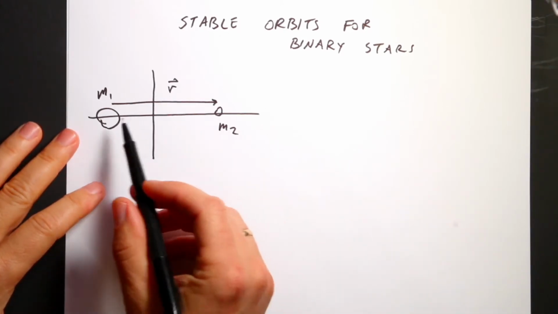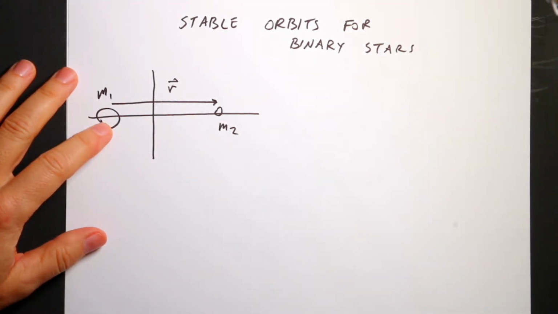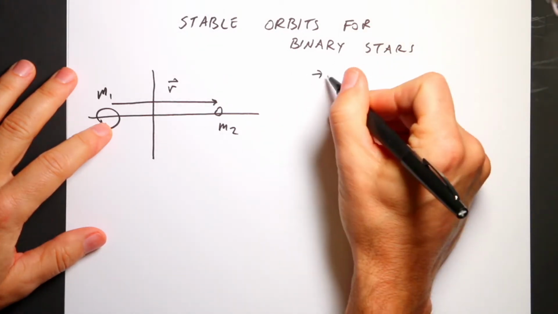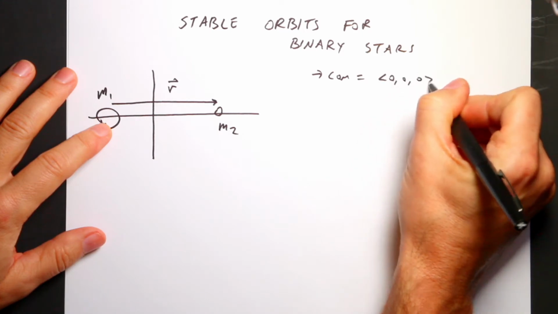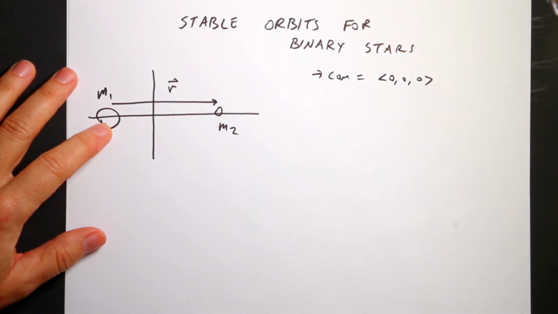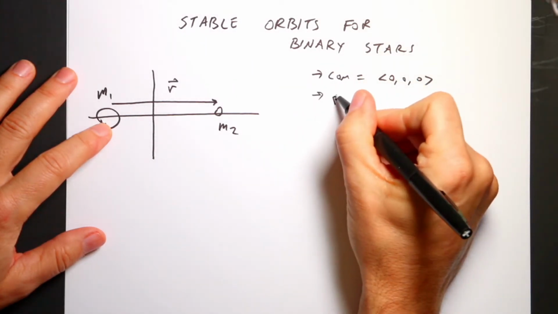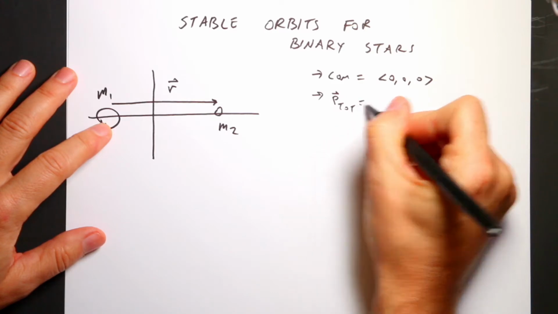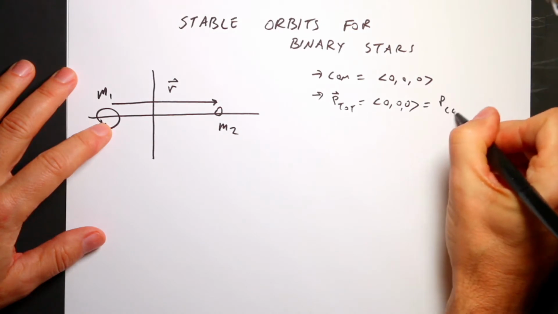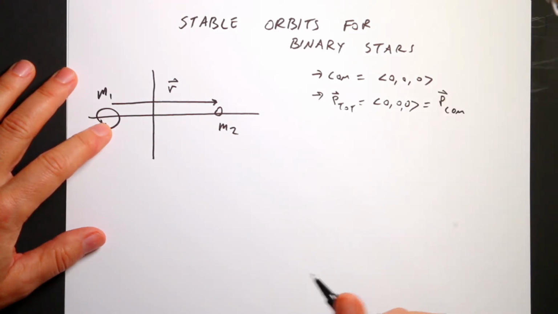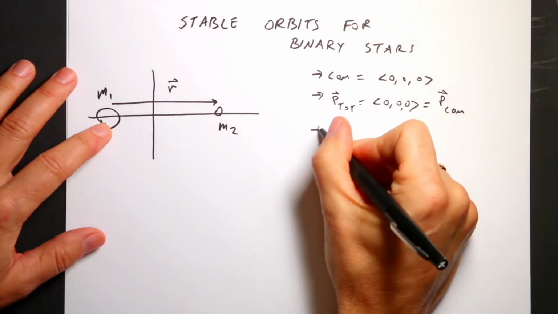Okay, so we have two stars here, mass 1 and mass 2, and they're separated by some distance. Now there's a couple things that I want. I want, A, the center of mass at the vector 0, 0, 0. I want the center of mass at the origin. And that doesn't have to be the case, I just want it to be that case to make things easier. Second, I want the total momentum to be 0, or you could say the momentum of the center of mass to be 0. And that way the thing doesn't move. And then finally, I want circular orbits.